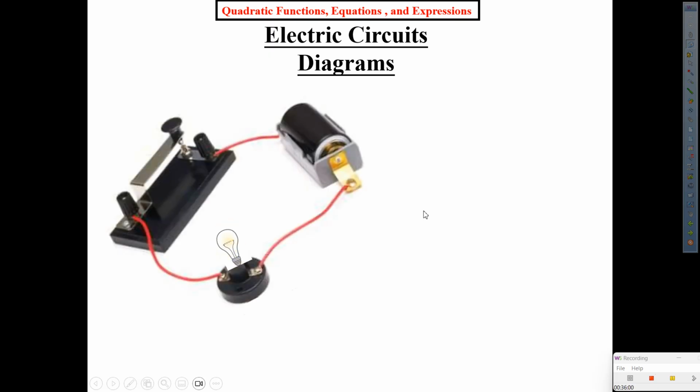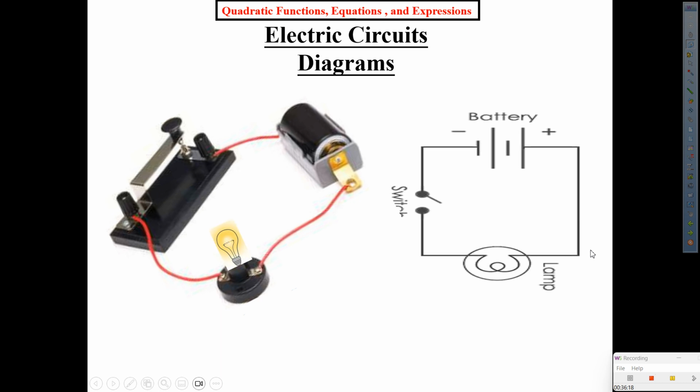Okay. All right. Electric circuits. You guys have seen this before, right? Look up. There's a switch, there's a battery, there's a light bulb. Yes? Okay. All right. So, how does that translate into diagrams? It looks like this. Battery, switch, lamp.